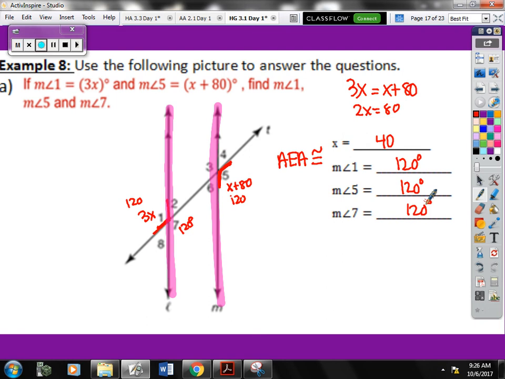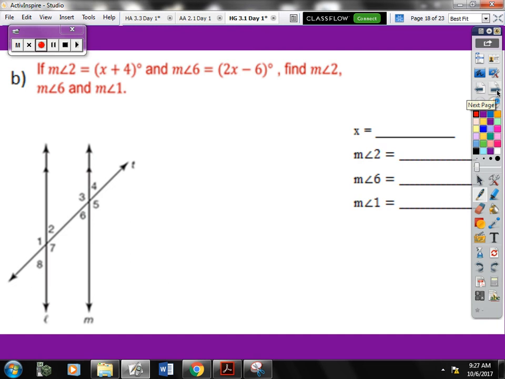C. Do C. Skip B. I'll do B on the video. Ooh. I'll do B and C on the video. So if you guys want, I'll do a part 2. I'll do an extension.